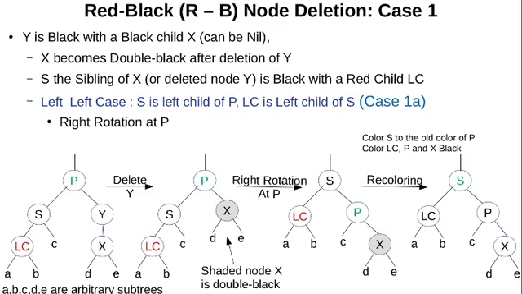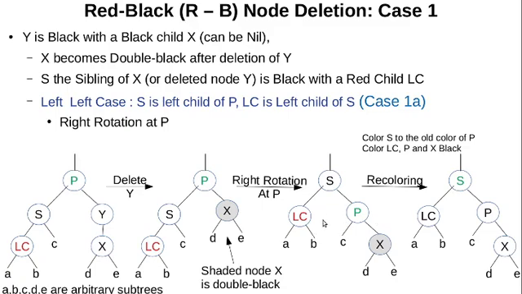After the rotation, we carry out recoloring to remove double blackness of X without violating other red-black tree properties. We color S with the old color of P. This ensures the same color of the subtree root as earlier, that is before the rotation.